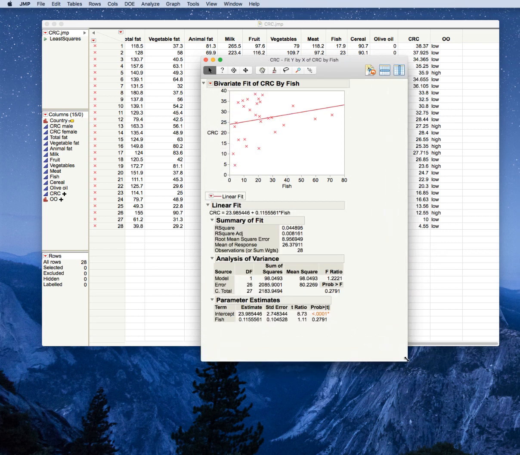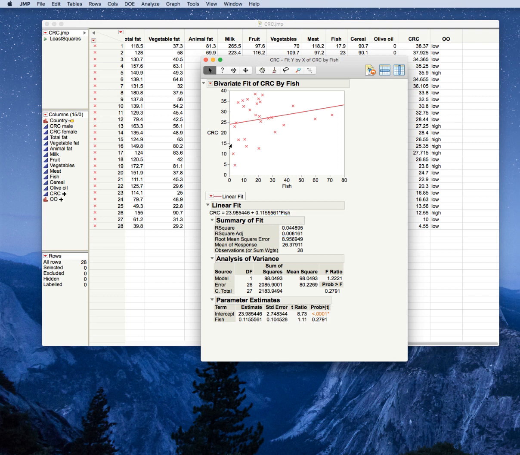And remember, our question here is does the per capita fish consumption predict CRC, or is the CRC mean estimate our best predictor? And in this case, our p-value is telling us no. Fish is not a useful predictor on its own of colorectal cancer rates. We have a large p-value here. Our R-squared is very low, so explaining less than 5% of the variance associated with CRC.